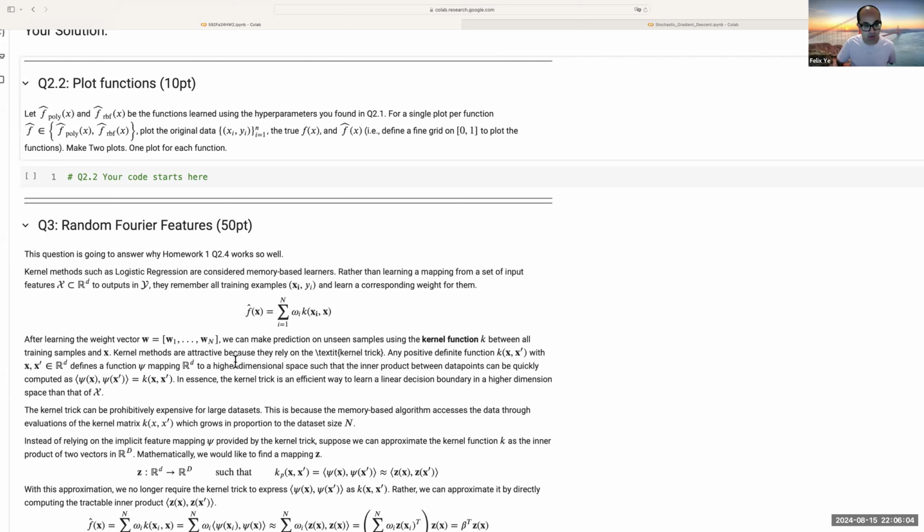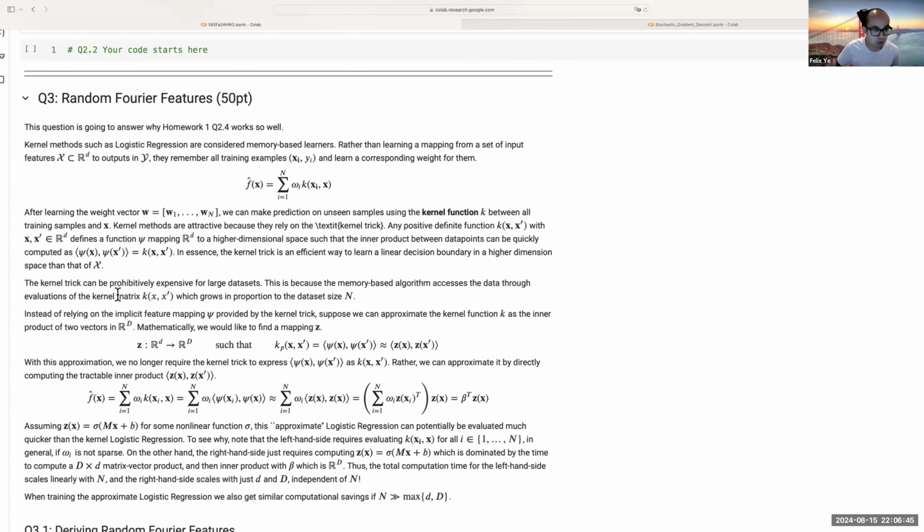The reason that is attractive is because it fully relies on this kernel trick, and all these positive definite functions. The kernel function K can be calculated or defined using an inner product between data points. So that's why K(x, x') here can be calculated very efficiently, and that's why the kernel trick works. It is a very efficient way to learn decision boundaries in high dimensional spaces.